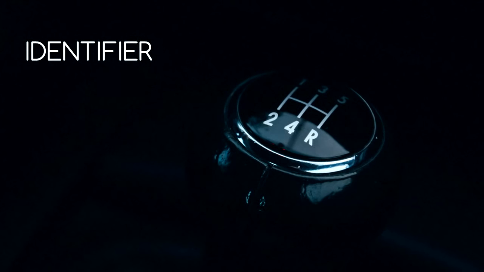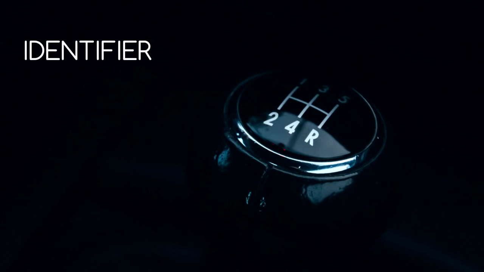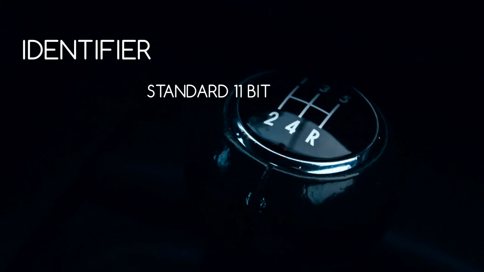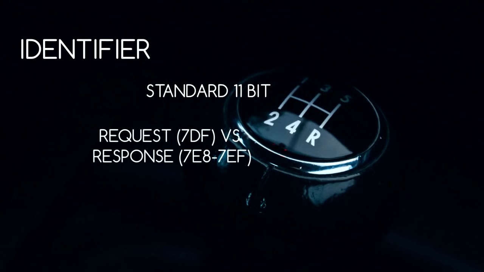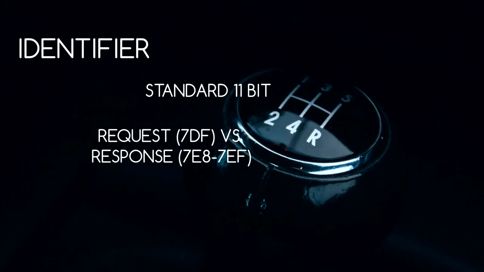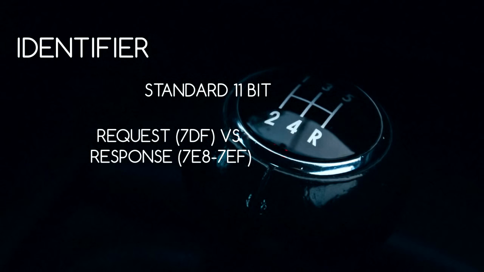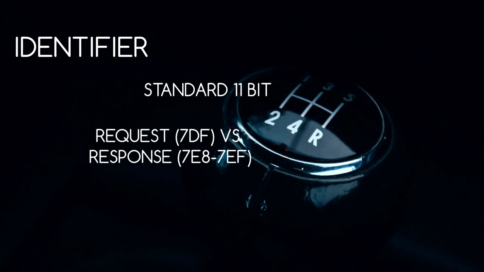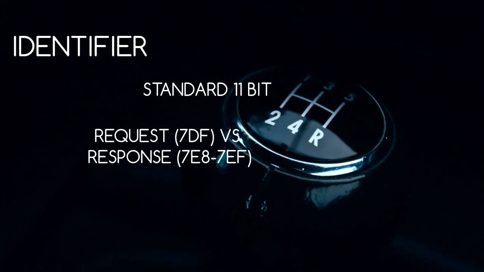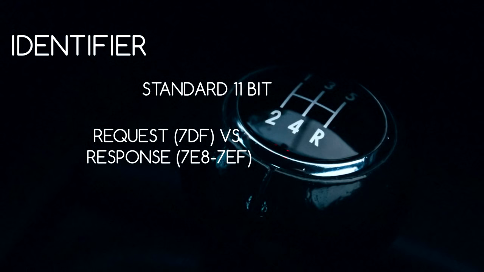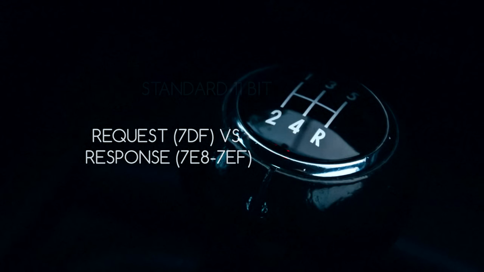Identifier. For OBD2 messages, the identifier is standard 11-bit and used to distinguish between request messages, ID 7DF, and response messages, ID 7E8 to 7EF. Note that 7E8 will typically be where the main engine or ECU responds at.